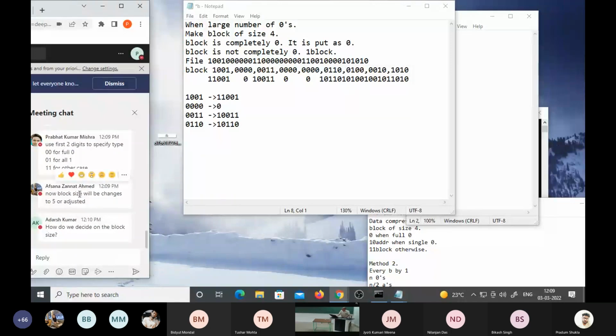So, in the process of compression, expansion can also take place. Is it correct? It is not a guarantee that compression will happen every time. Expansion can also take place. The block size I have taken arbitrarily. Is it correct? Yes.